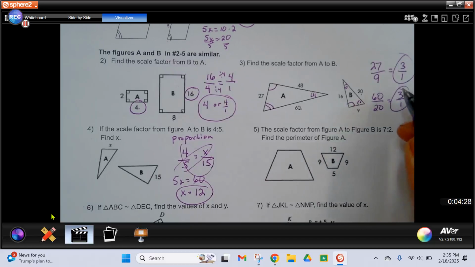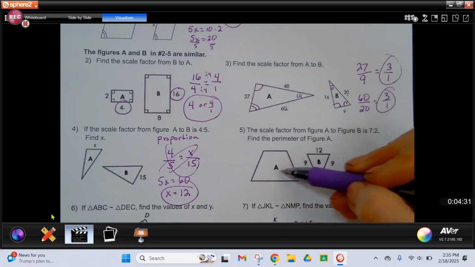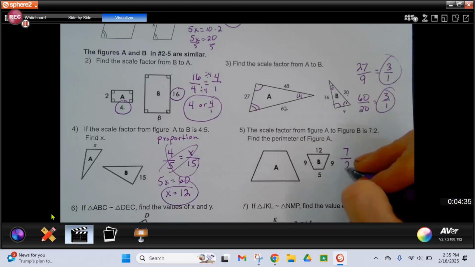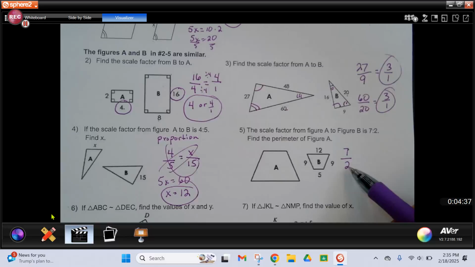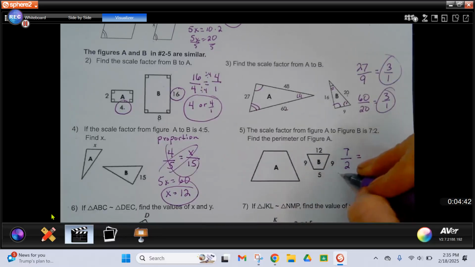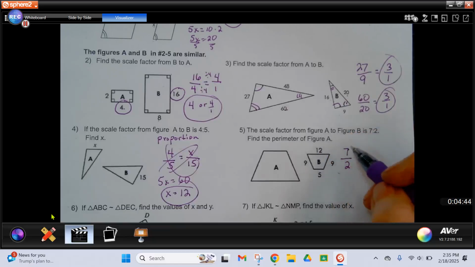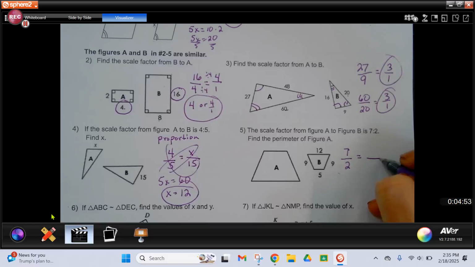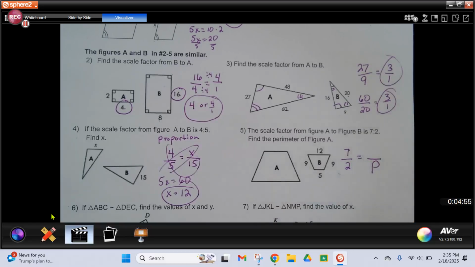Number 5. The scale factor from figure A to figure B is 7 to 2. Okay, so I'm going to rewrite that as 7 to 2. Now notice we're going from the big to the small. The big figure to the small figure. Now we can use this scale factor with the perimeters. We used it to find missing sides, but you can also use it to find the missing perimeter. We need the perimeter of the big figure. So that's going to be our unknown on the bottom. Let's call that big P. We don't, whoops, not on the bottom.